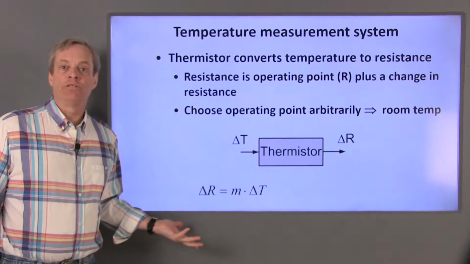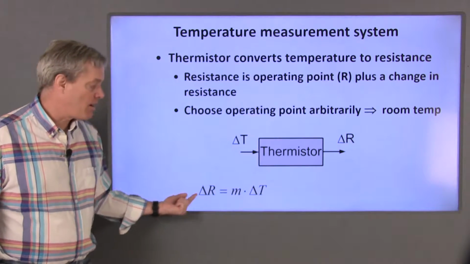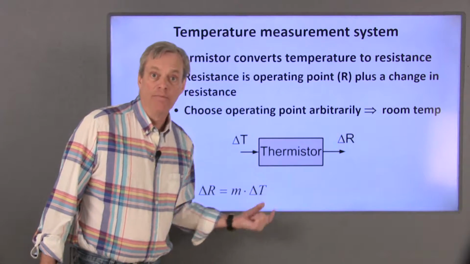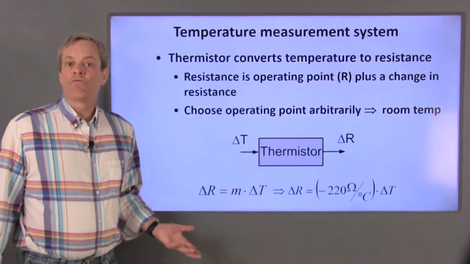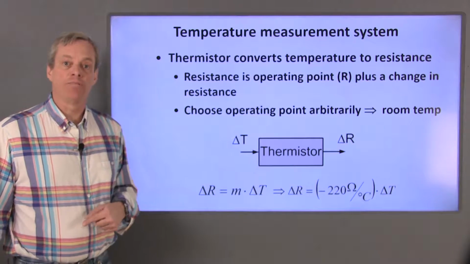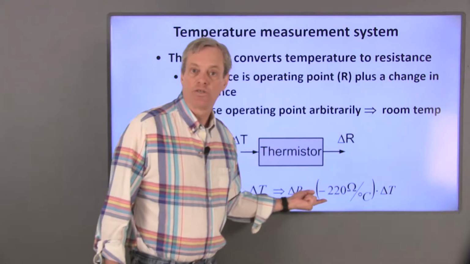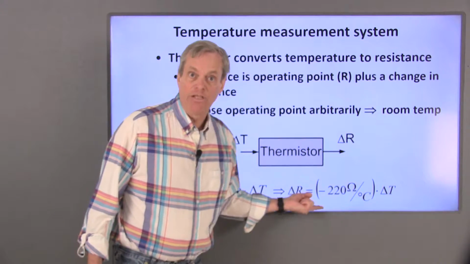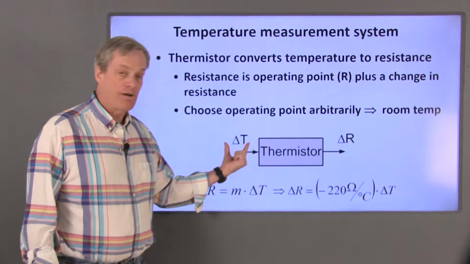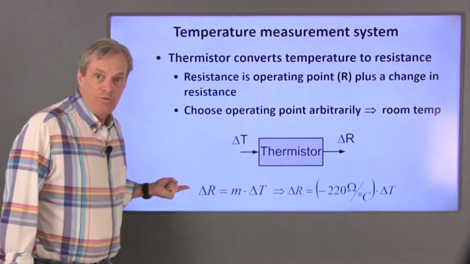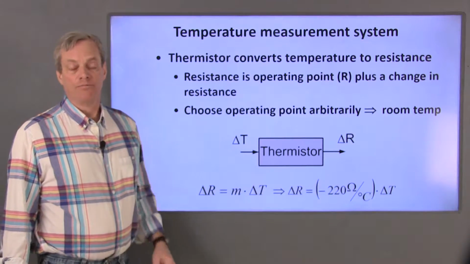Now the input-output relationship for the system is delta R is equal to some slope, m, times delta T. From the video where we used a frying pan to measure the thermistor response, the rate of change of R with temperature was found to be negative 220 ohms per degree centigrade. So this is the linear relationship that we'll use to characterize the transformation from temperature to resistance. Remember these two equations. We'll be using them later.